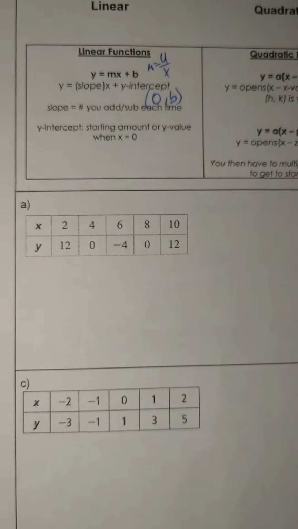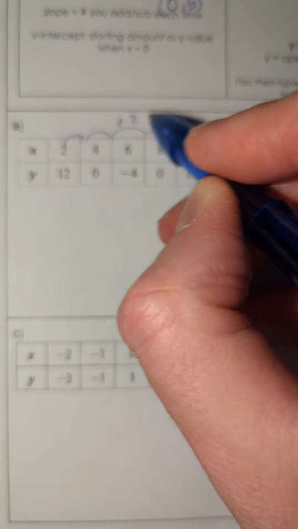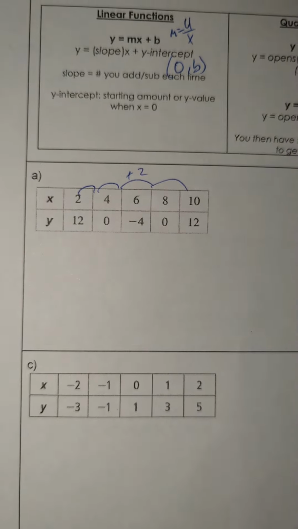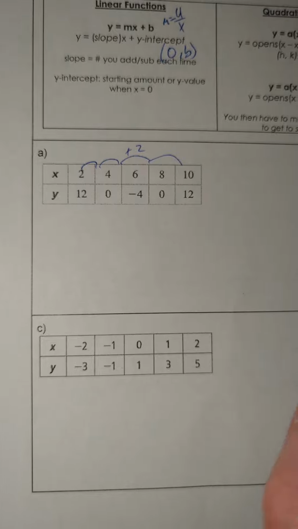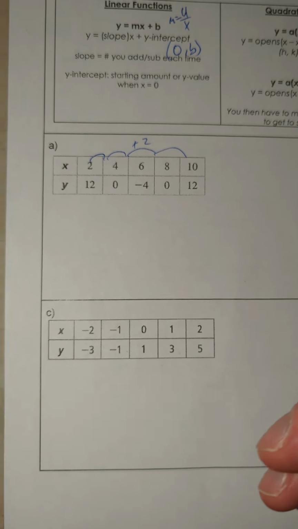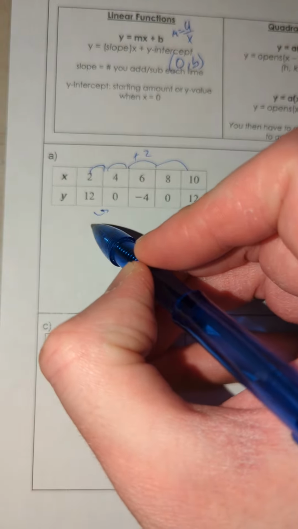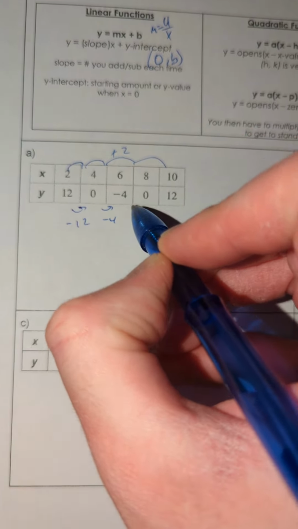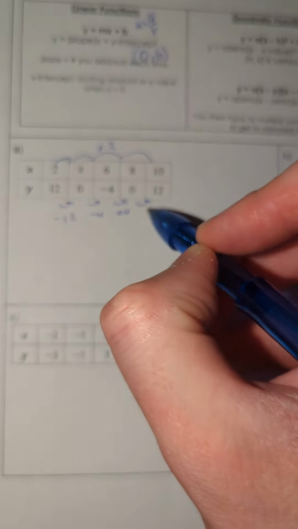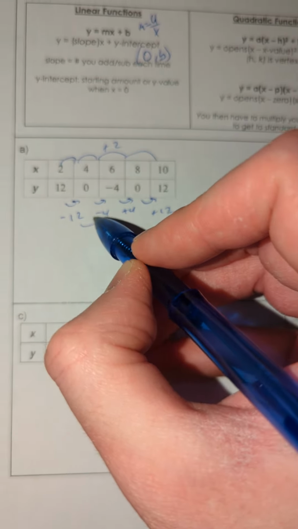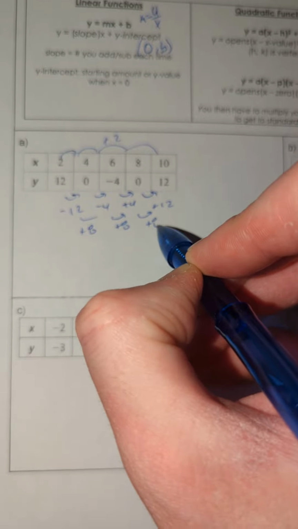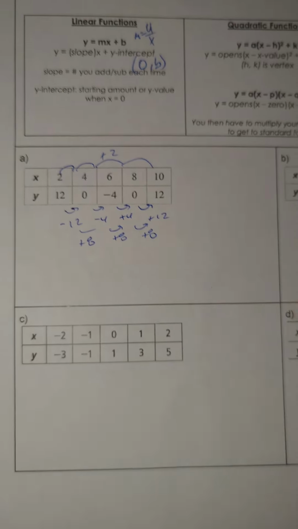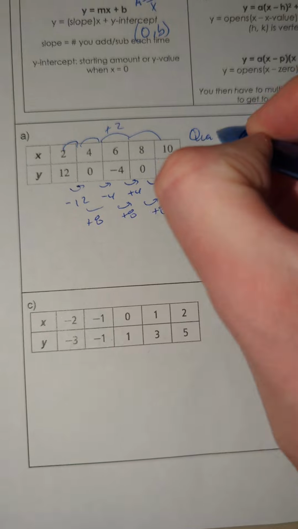So I first need to identify, what am I looking at? Well, I see that this is plus 2, plus 2, plus 2, plus 2s consistently, which seems to be linear, but let's just check. Oh no, this isn't linear. This is minus 12, minus 4, plus 4, plus 12. So this is plus 8, plus 8, plus 8. Ooh. So this, because it's consistent here, I would call it quadratic.